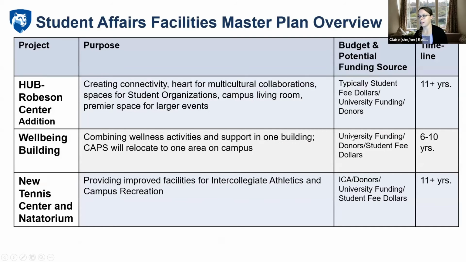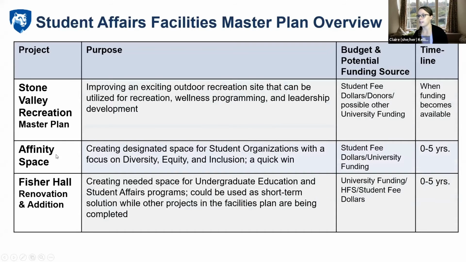So in terms of the timeline, most of these are very far out. They could be 6 to 10 plus years, except for the affinity group space and the Fisher Hall. Both of those could happen relatively soon because they're smaller projects. The idea is that these are in total over $500 million worth of projects. So these are huge projects. You can think of the annual allocation towards facilities as being around $10 million. So it would take decades to fund under our current fee structure.